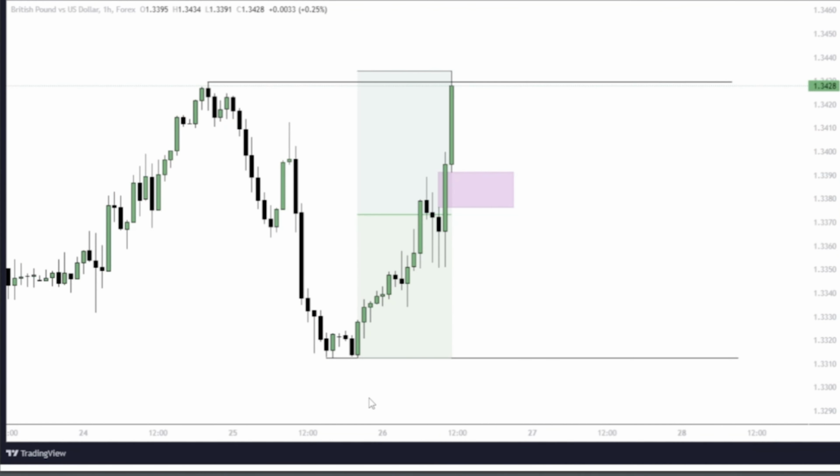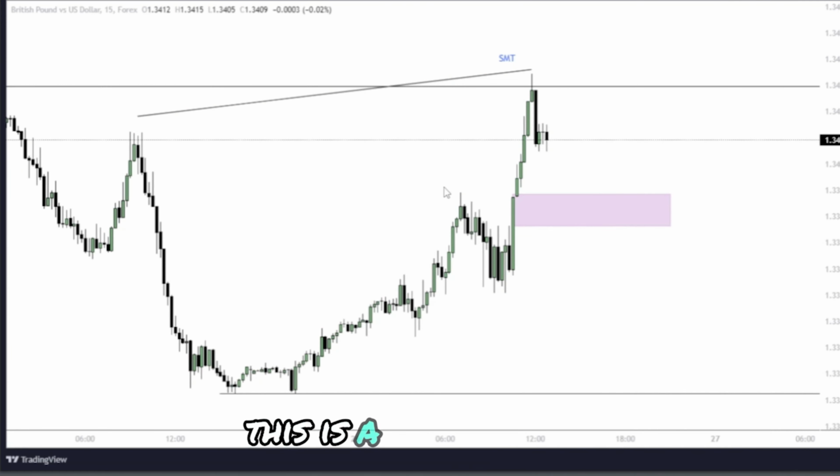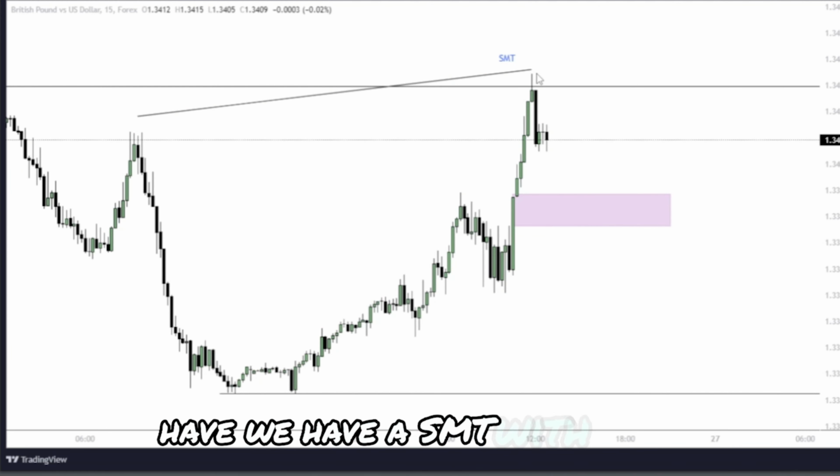Now simply I draw a range, and around this equilibrium, I will look for the fair value gap. And here we have a fair value gap in the 1 hour chart. We will look for a short entry here and we will target this fair value gap. Let's move to the 15-minute chart to find our entry. This is a 15-minute chart. Here we have an SMT with Euro USD.